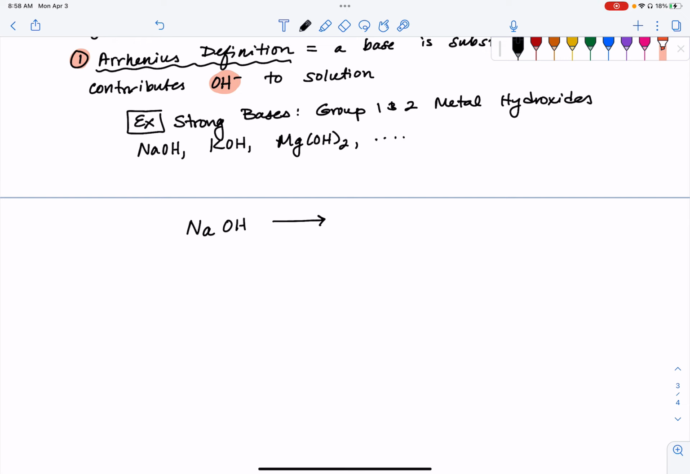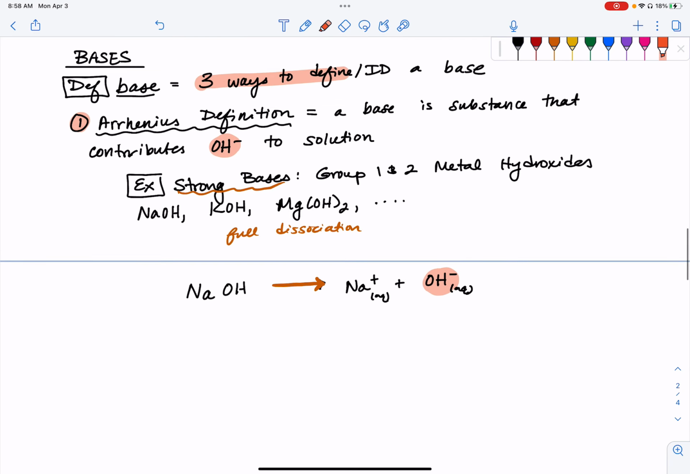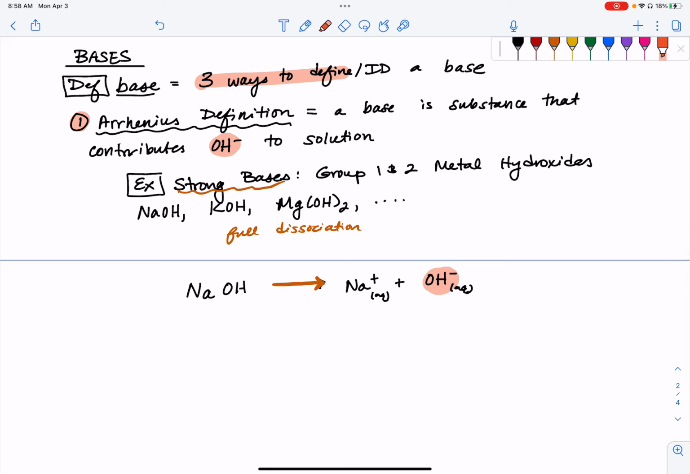So when sodium hydroxide is dissolved, we generate Na+ and OH- ions in solution. And because this is a full dissociation, this is what makes us strong. And because that full dissociation resulted in us contributing hydroxide anions to solution, that makes us a base, according to the Arrhenius definition.